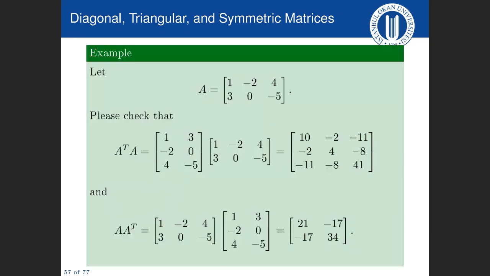A quick example, let's suppose A is the 2 by 3 matrix, [1, -2, 4; 3, 0, -5]. I'm going to leave it for you to check that A transpose A is this matrix. Minus 2 and minus 2, that's a pair. Minus 11 and minus 11, they are the same. And minus 8 and minus 8 are the same. This is a symmetric matrix. And I'll also leave it for you to check that A A transpose is [21, -17; -17, 34]. And that's a symmetric matrix.